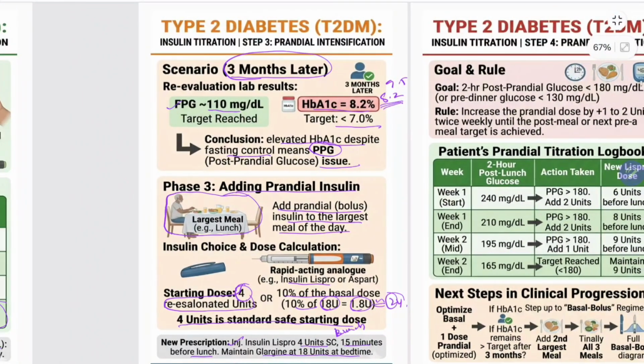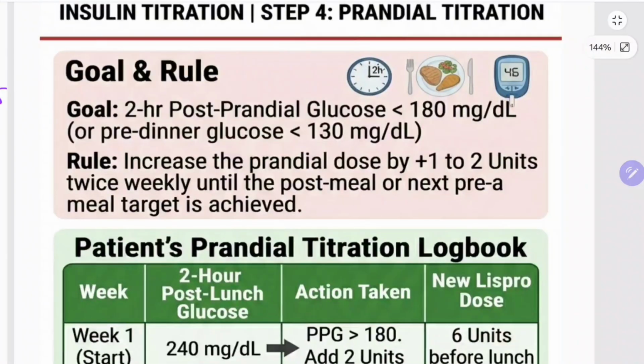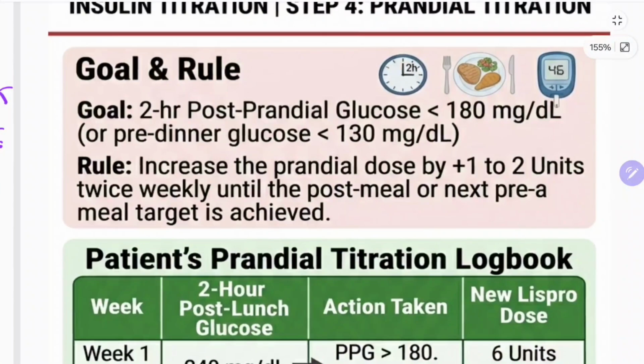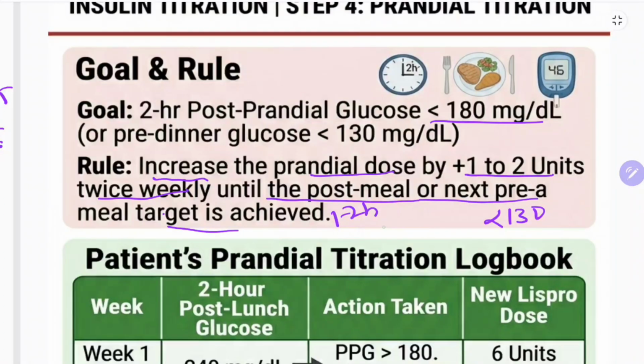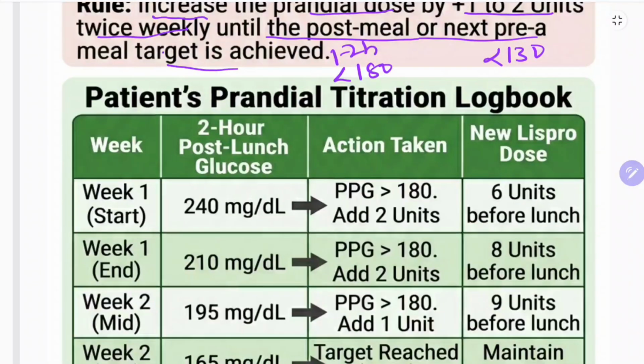So now you have started the prandial insulin. Now we will titrate the prandial insulin dose so that the 2-hour postprandial glucose becomes less than 180 mg per deciliter. Till this time we will titrate. Increase the prandial insulin by 1 to 2 units every 3 days until the post-meal or next pre-meal target is met. Remember, the pre-meal target is less than 130, and the post-meal target is less than 180. You should remember this, so these targets should be met.